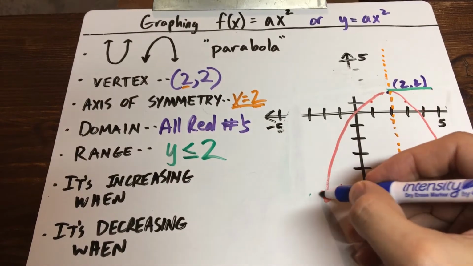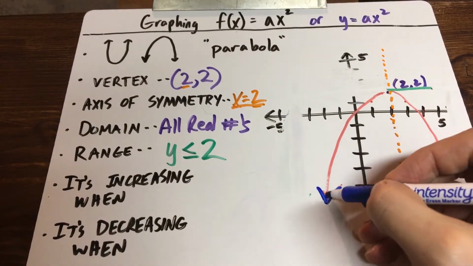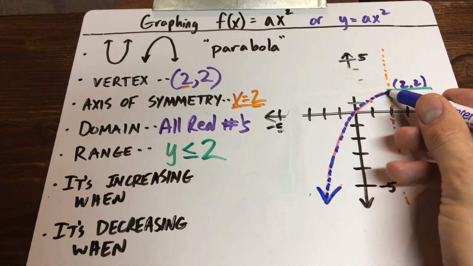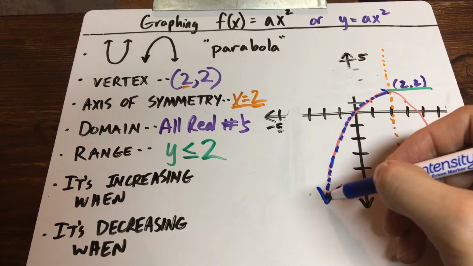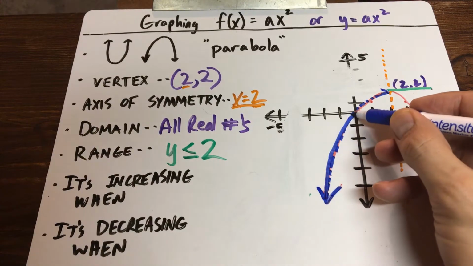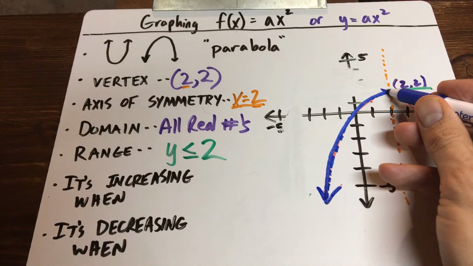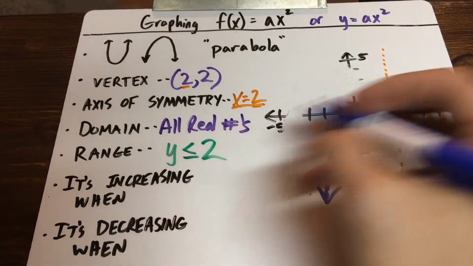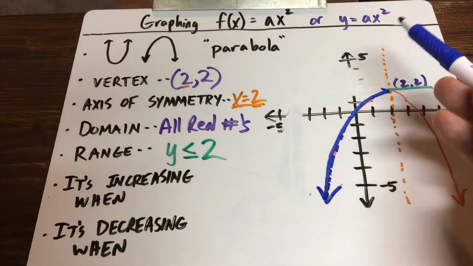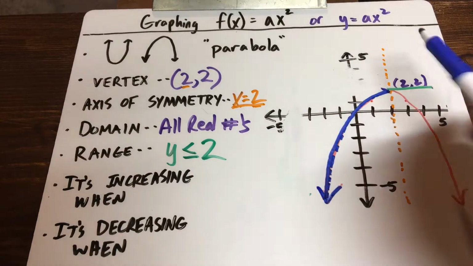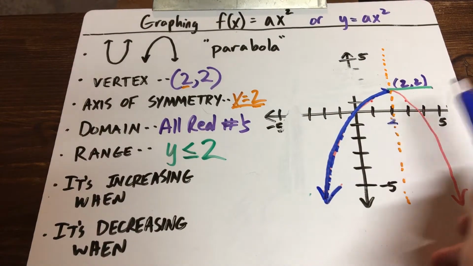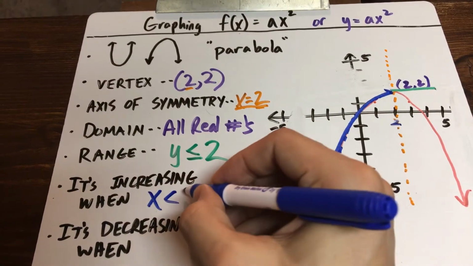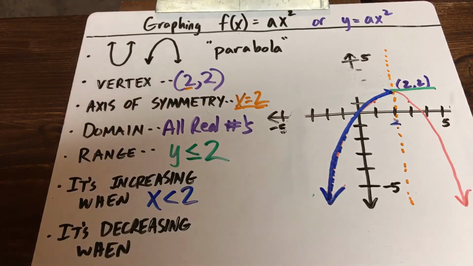So I would say this parabola is increasing. It's traveling uphill all throughout this half of it, right? It's going to get all the way up to this point, and it's getting bigger, bigger, higher. We're going up on the y-axis. So I would say this graph is increasing whenever we're over here, whenever we're less than this number, which is 2. It's increasing whenever x is less than 2 on the x-axis.